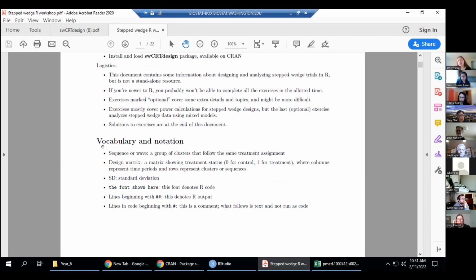One quick notation note: in the first portion of this workshop, I think Jim was pretty consistent with using wave. I am not that self-disciplined. I sometimes say sequence or wave, but they mean the same thing. It's a group of clusters that follow the same treatment assignment.